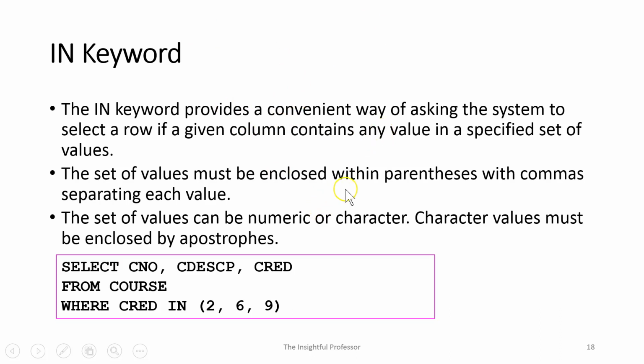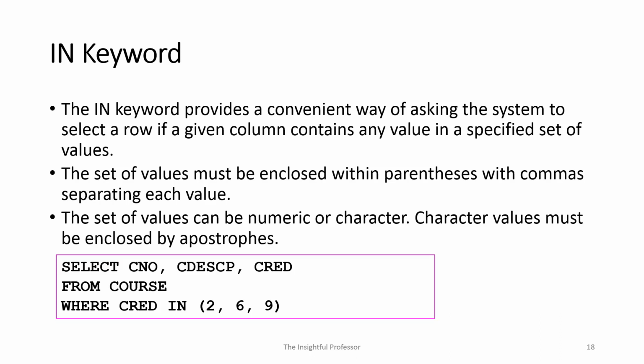So the IN keyword, what does it do? It provides a convenient way of asking the system to select a row if a given column contains any value in a set of values, like 2, 6, and 9, the 3 that I've listed here. But I just noted we're not limited to a small number. We could have a dozen, 100 values in here, whatever might be necessary to perform a test. The set of values, as far as the syntax is concerned, would be enclosed in parentheses, as you see in this example. The set of values can be numeric, if we're dealing with a numeric column, as we are in this case, such as credit, or they could be character strings if we were testing something like the description or the course name or the department. In that case, if it's character data, the values must be enclosed in single quotes or apostrophes.